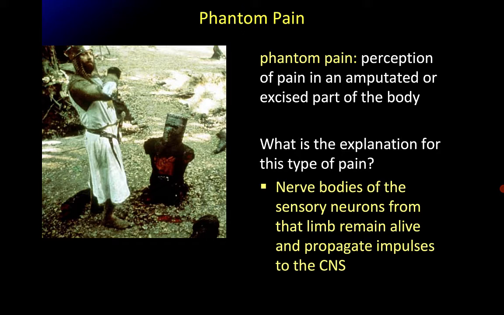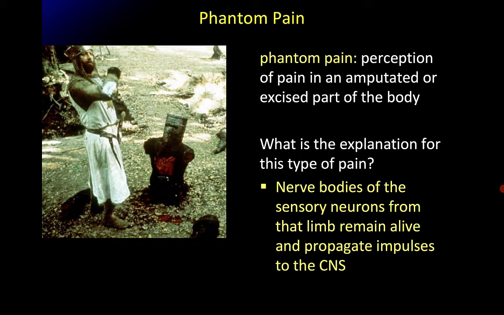And so we can see the example here from Monty Python and the Holy Grail where the Black Knight is missing some limbs, yet it might be possible to still feel pain or itching within that limb which isn't actually there. And so we kind of want to think about why this would be. This happens because the cell bodies of those neurons that were serving that limb and receiving that sensory information and bringing it back to the spinal cord still exist. And they remain alive and can propagate impulses that go to the central nervous system.